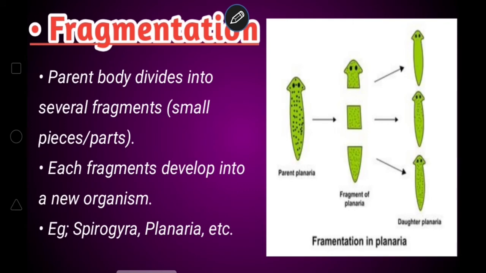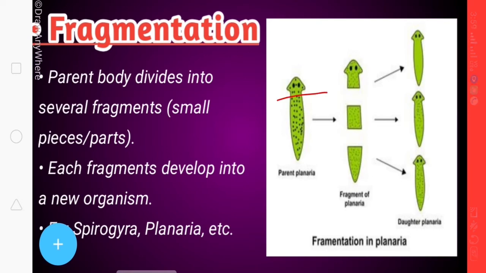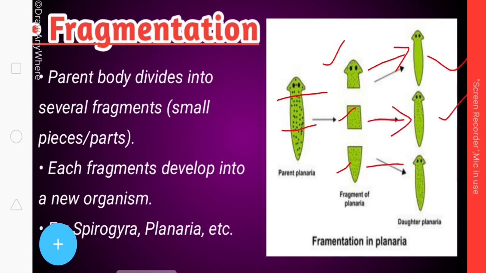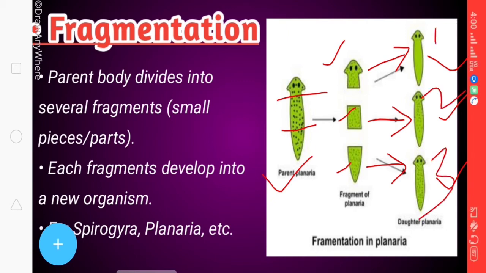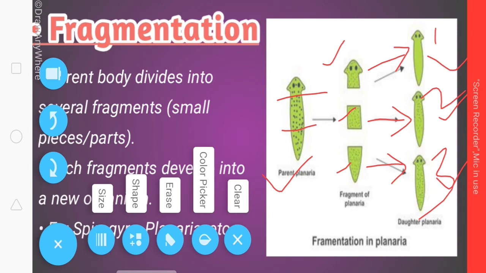On the right-hand side we can see the image of a Planaria where fragmentation is taking place. Fragments means it is getting broken. See, this Planaria is broken into three parts. This is the head part, this is the middle portion and this is the tail. Even from this head part we are getting a new individual, from the middle portion also, and from the tail portion also. So from this single parent we are getting how many daughter planarias? We are getting 3: 1, 2 and 3. So this is fragmentation.